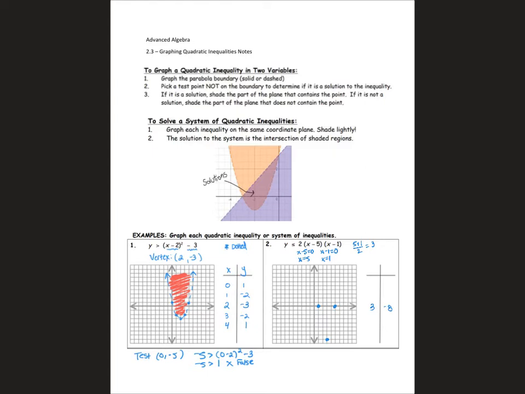All right, and then I could pick a few more points to help give a better indication as to what this parabola looks like. So maybe I pick a couple of points to the left of 3. Maybe I pick 2 and 1. And then a couple of points to the right of 3 would be 4 and 5. And then I would plug in those corresponding x values into the original inequality to find the y values.